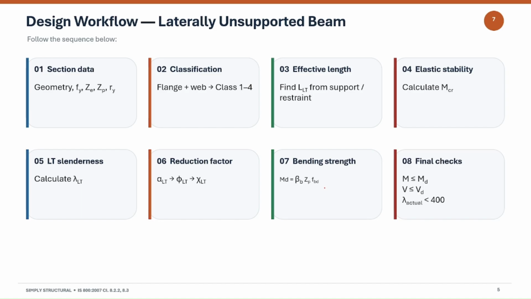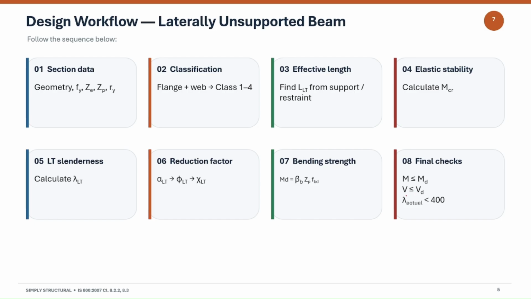We'll first check whether the actual bending moment on the beam is less than the design bending moment or not. This is the main check. Then we also check the shear. The actual shear should be less than the design shear strength. We'll also check the slenderness ratio limit. The actual slenderness ratio of the beam should be less than 400.